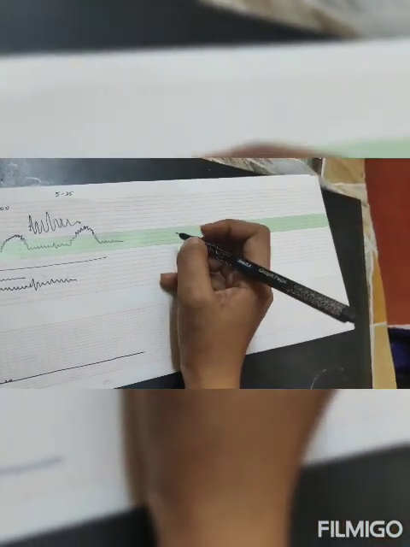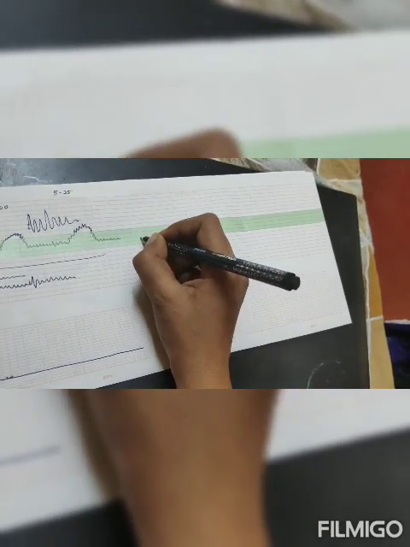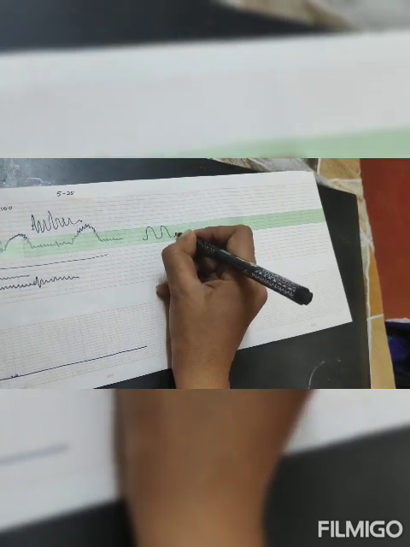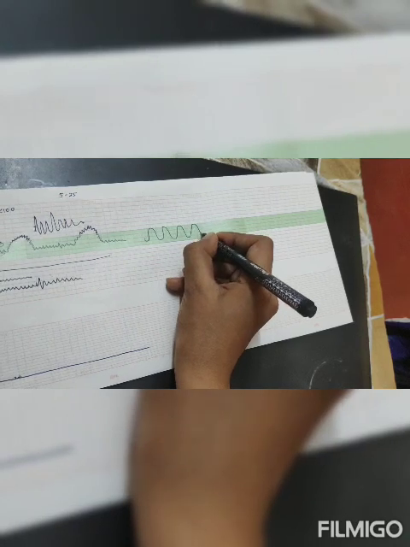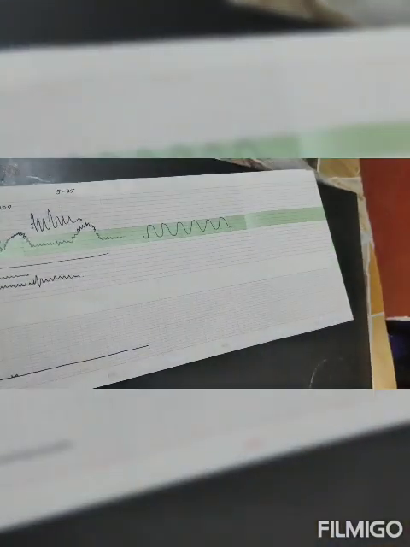Another is the sinusoidal pattern, that is a smooth undulating pattern with no beat to beat variability. This is seen in fetal anemia and fetal hypoxia.